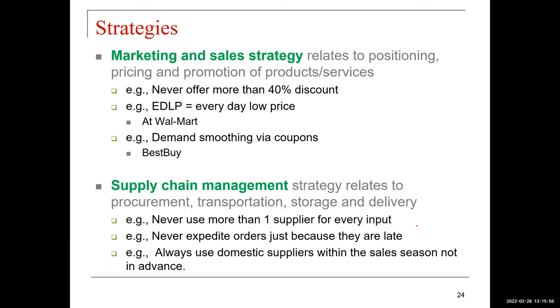Supply chain management strategy relates to the procurement, transportation, storage, and delivery. So for example, never use more than one supplier for every input. Never expedite orders just because they are late, and always use domestic suppliers within the sales season, not in advance.